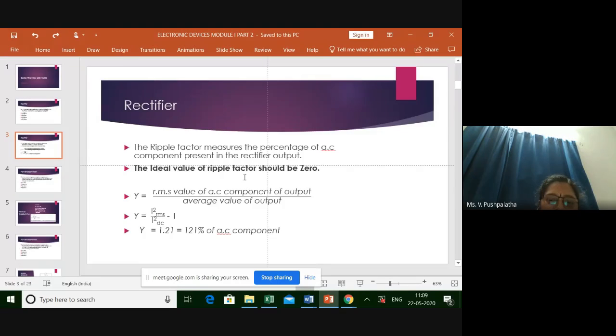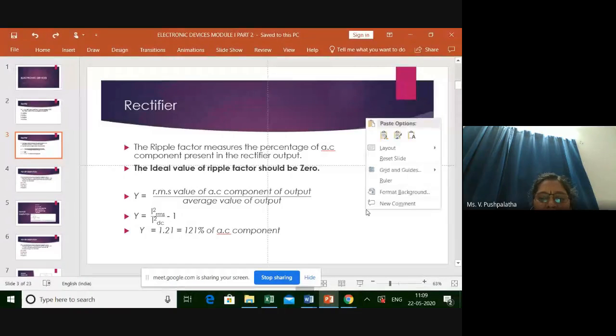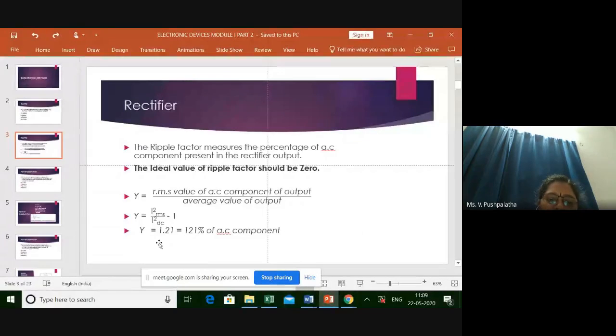It should be 0 means what? There is no ripple, that is, there should not be any AC at all. When there is no AC, obviously you will get a pure DC. So we achieved the aim, right? Now how will you measure the ripple factor? The ripple factor gamma is defined as the RMS value of the AC component of output over the average value of output. So gamma equals the square root of I squared RMS over I squared DC minus 1, right? So the ripple factor of a half wave rectifier is 1.21.